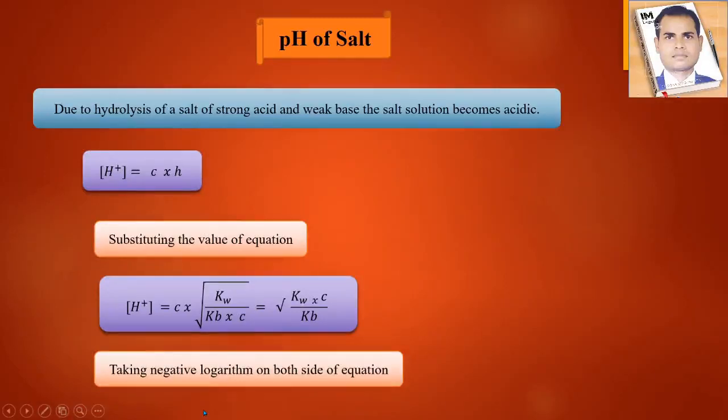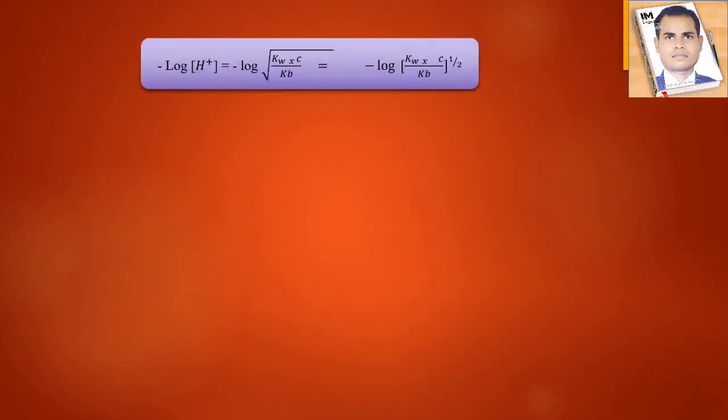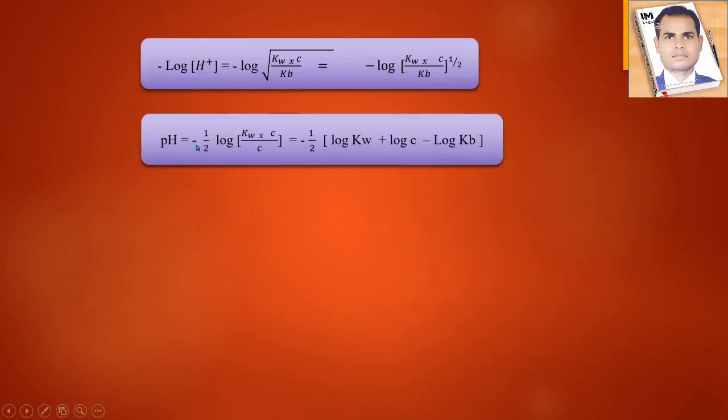Taking negative logarithm of both sides of this equation, that is minus log in bracket H plus is equal to minus log under root of Kw into c divided by Kb, is equal to minus log in bracket Kw into c divided by Kb, bracket complete, and to the power 1 by 2, square root. Now to the next step, pH is equal to minus 1 by 2 log in bracket Kw into c divided by Kb.